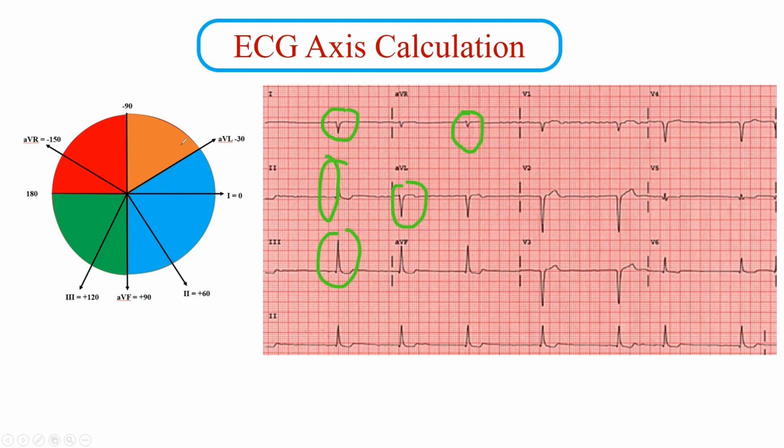Okay, what is perpendicular to AVR is lead 3. Lead 3 is positive, meaning that the axis is going with lead 3, and lead 3 is at positive 120. Positive 120 is this, the right axis deviation, okay? Easy one, right? When you just practice it, it will be much easier.